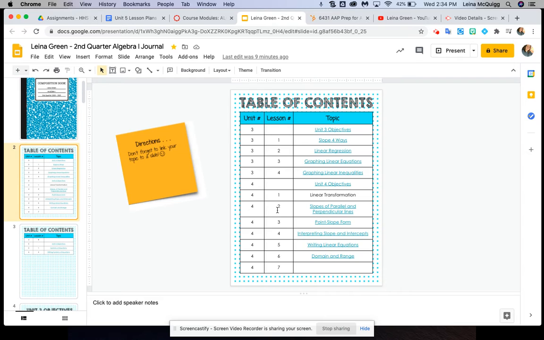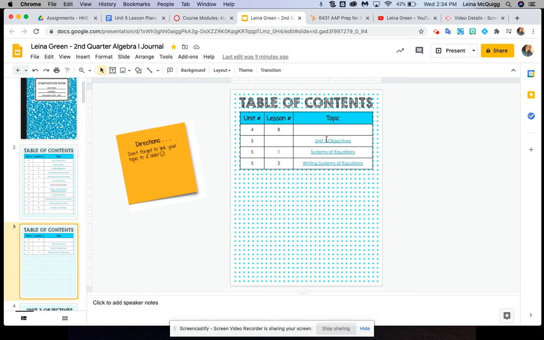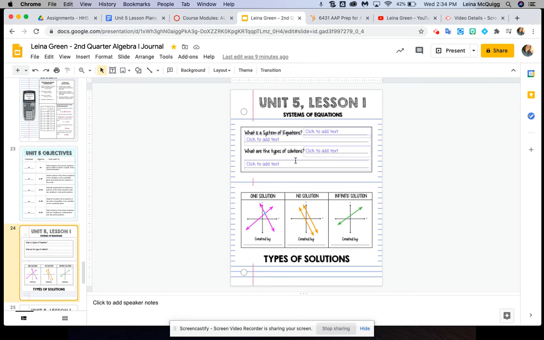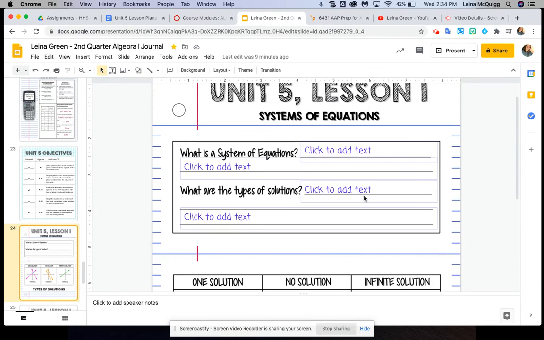So open up your journal. We should be on Unit 5, Lesson 1. Go ahead and go to Systems of Equations, and we're going to talk about systems. Like I said yesterday, everything we're doing in this unit we've done before. The only thing we're changing is this idea of systems.